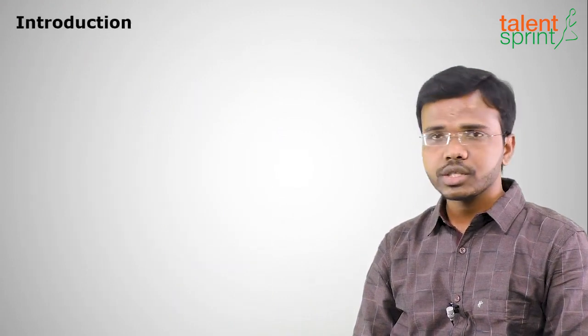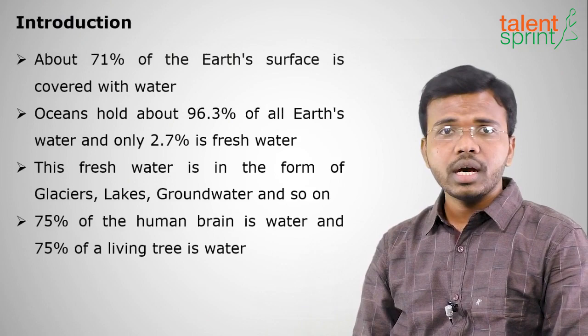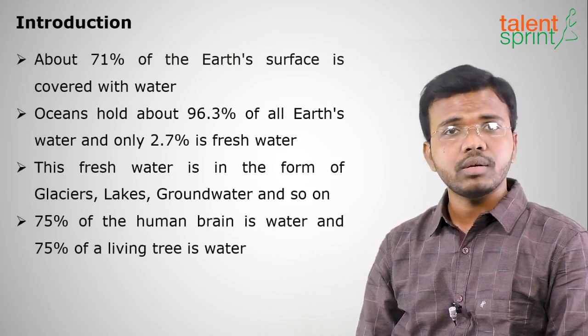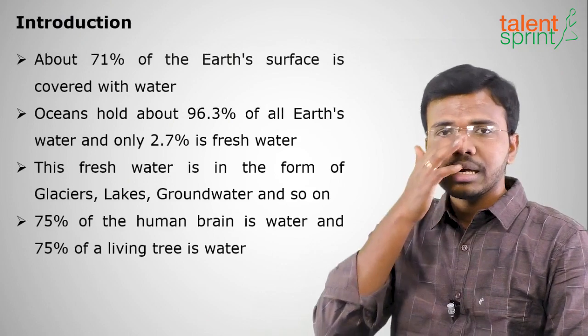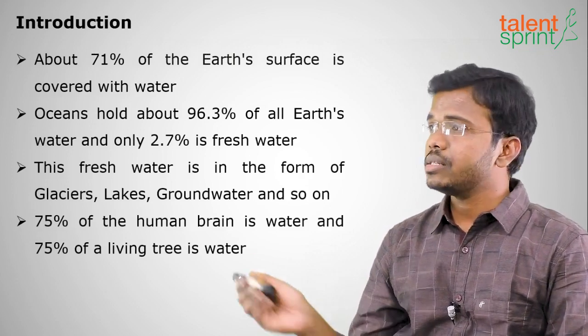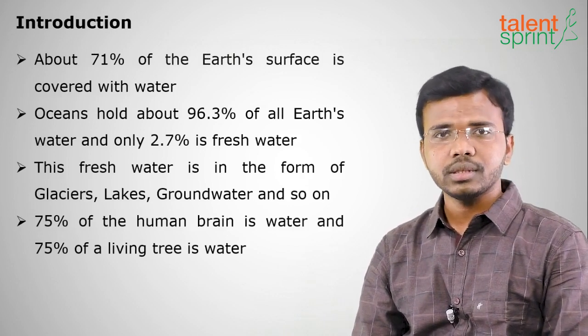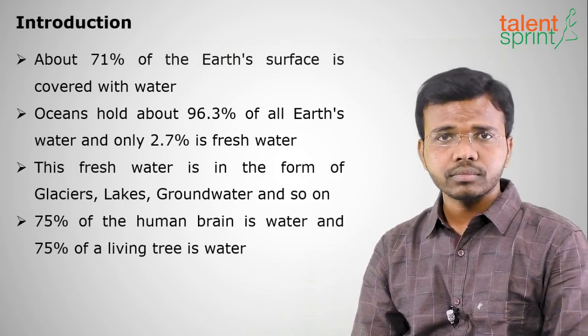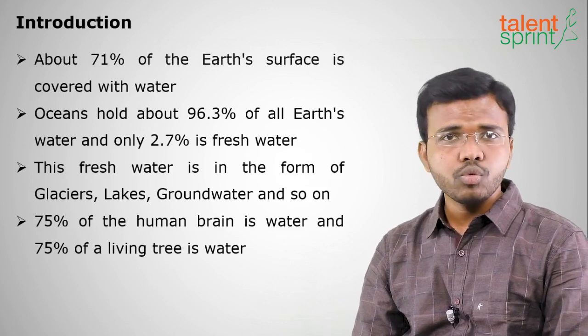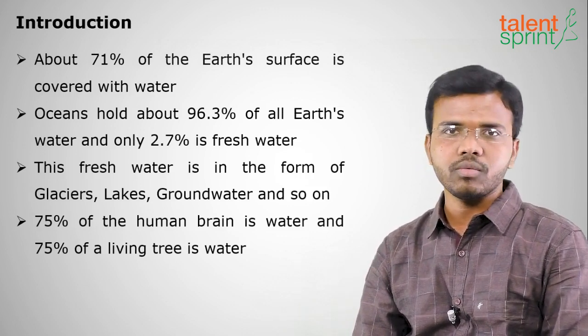So moving on to the introduction to this topic. First, on the earth we have 71% water and the remaining 29% is land. Out of this 71% of water, 96.3% is salt water or brackish water available in seas or oceans, and the remaining 2.7% is only fresh water. So we have to conserve our water.